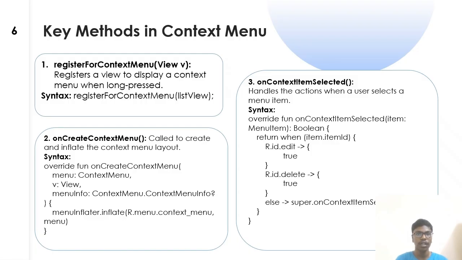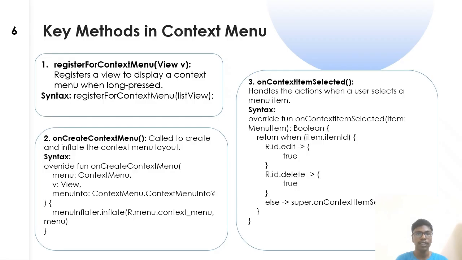Second, onCreateContextMenu. This method is called when the system needs to create the context menu. Here, you inflate your menu layout with XML. As you can see in the syntax, this method receives three parameters: the menu object, the view that triggered it, and menu info containing additional data about the selection.